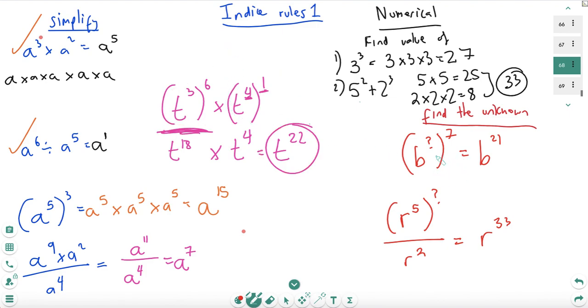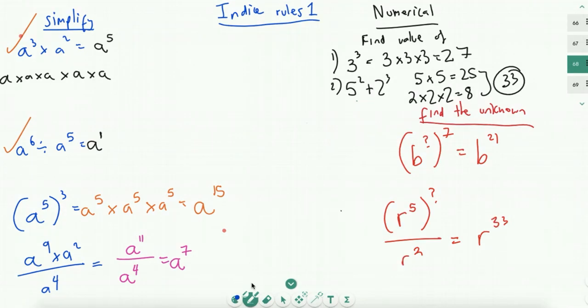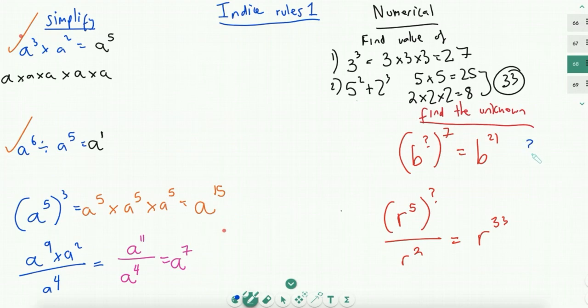Let's look at this problem here. Find the unknown. b to the power of something, to the power of 7, makes 21. Straight away, I notice this is the inside-outside rule. Something times 7 makes 21. Therefore, our unknown must be 3. Because b to the power of 3, I'll replace the unknown with 3, to the power of 7. The inside-outside rule is we have to multiply the terms. Therefore, our unknown must be 3.